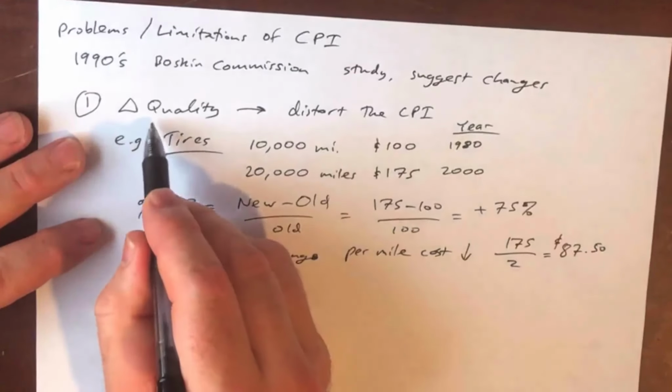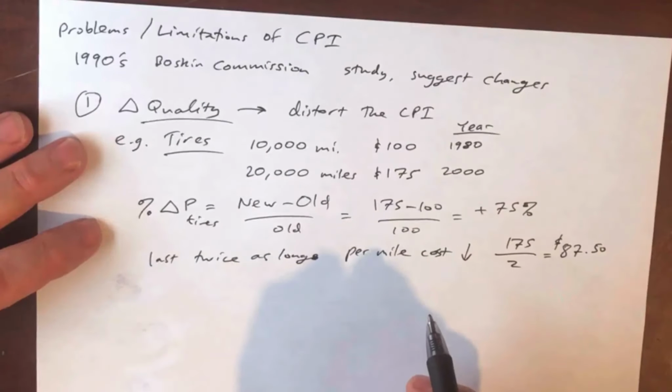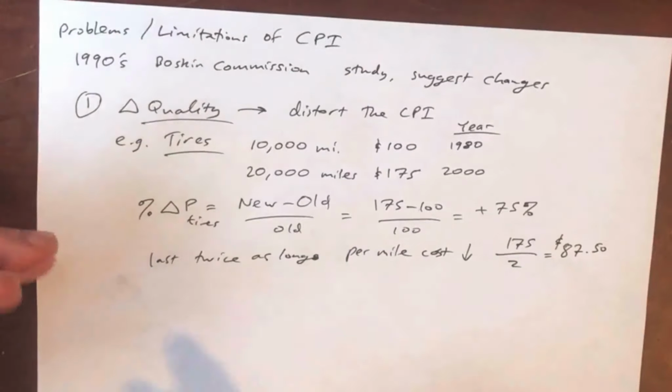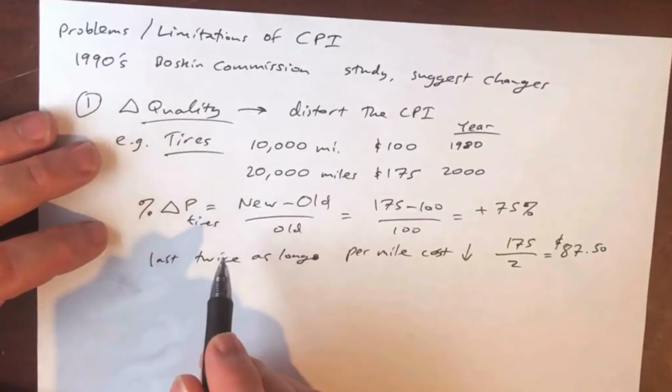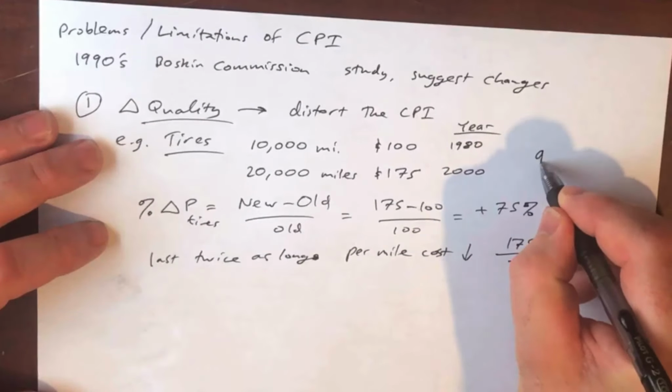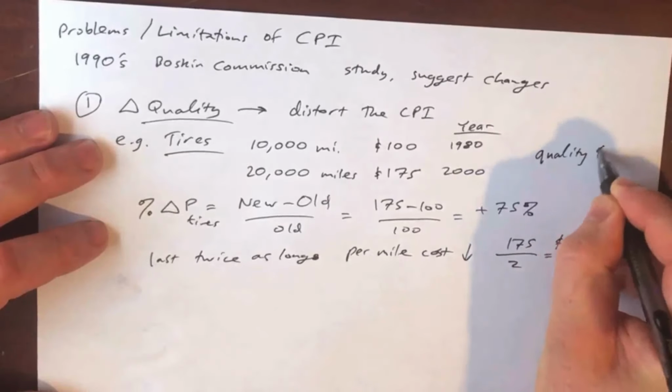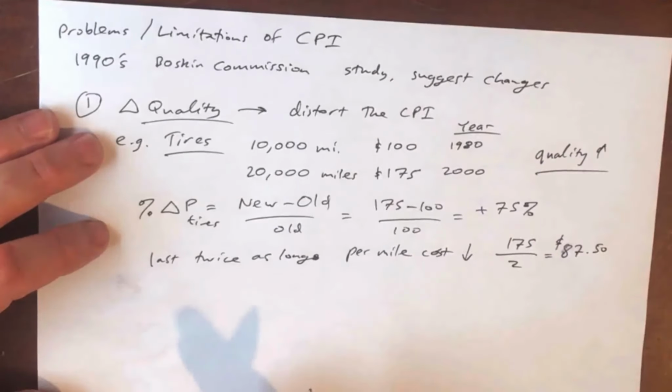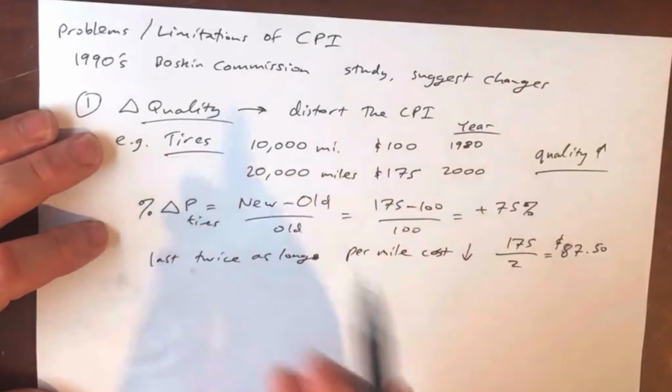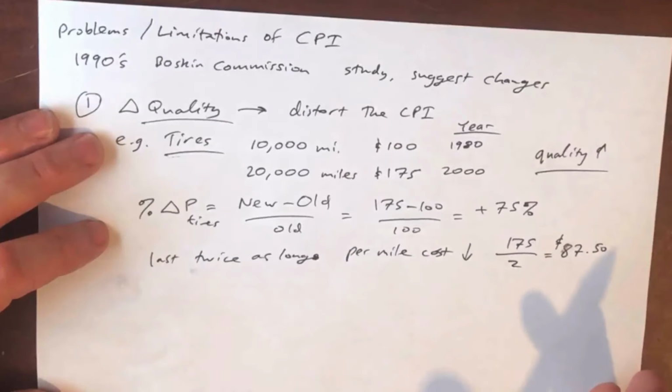So this is a well-known problem, okay? Quality bias, quality changes. Now, this is the happy case, where the quality has gone up. There's some goods for which that's true. They're better goods than they were before. If the quality's gone down, that's the opposite issue. So tires really are better than they used to be. People used to get much more flat tires. Tires would wear out faster.